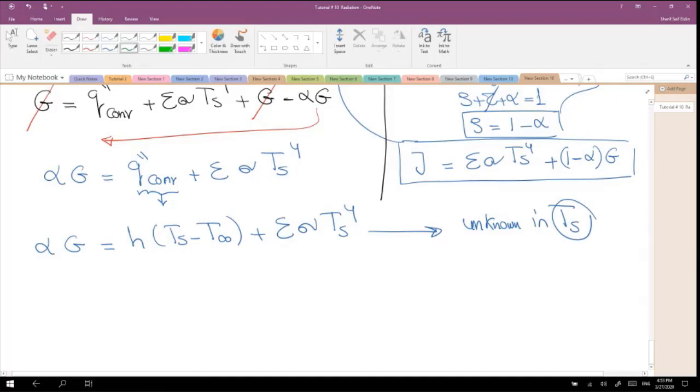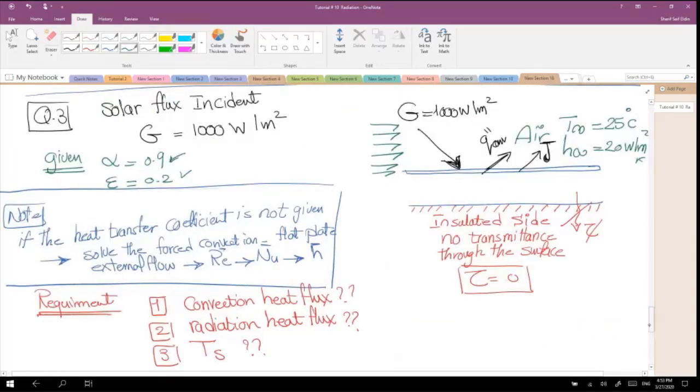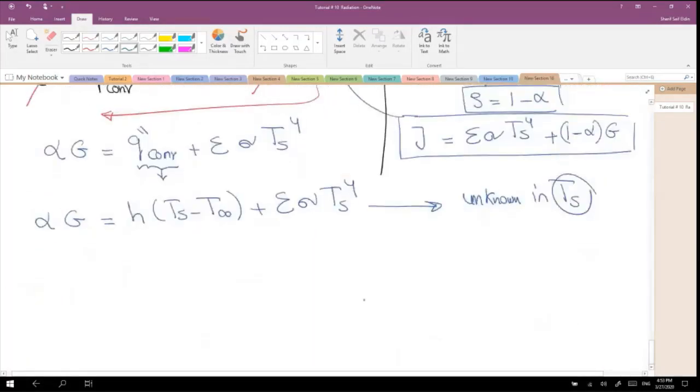Alpha was given in that problem; alpha was 0.9, I think. Yeah, alpha was 0.9. Epsilon is 0.2. G is 1000, which is given also. H is given to you as 20 watt per meter squared.